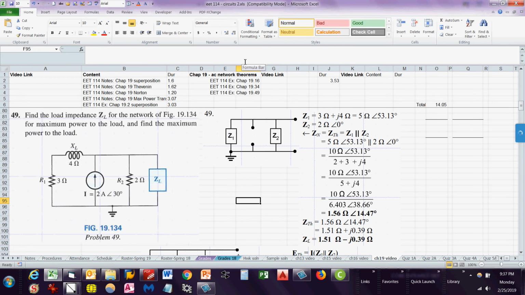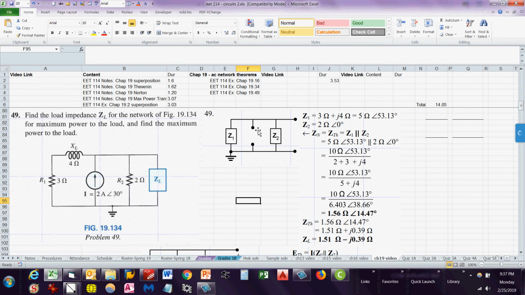EET 114, Chapter 19, Example number 49, which is maximum power transfer. Find the load impedance Z sub L for the network for maximum power to the load, and find the maximum power to the load. So here's Z sub L, and then here's the network that we're talking about. So the first thing we're going to do is find the Norton equivalent, because we have a current source.